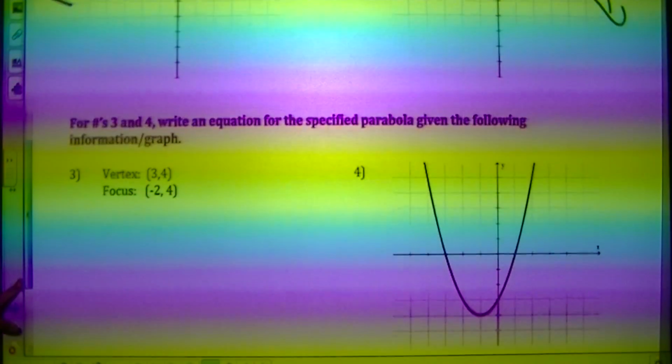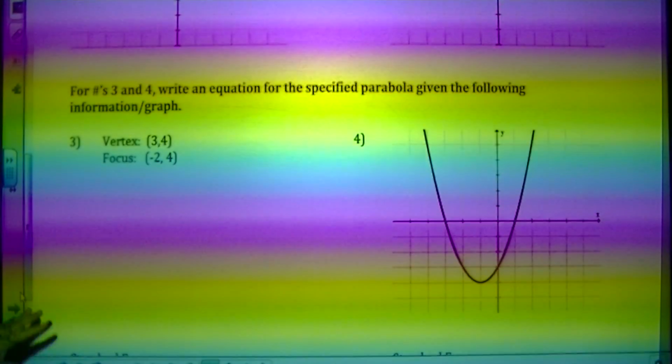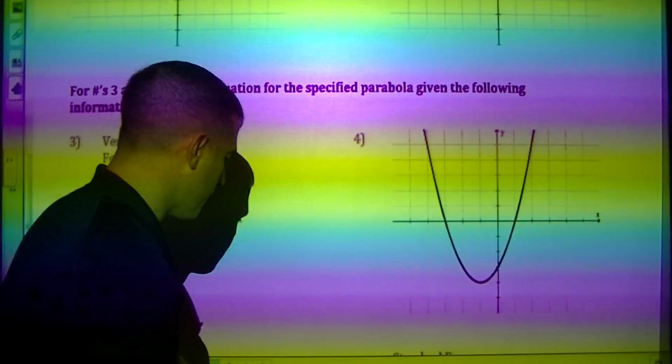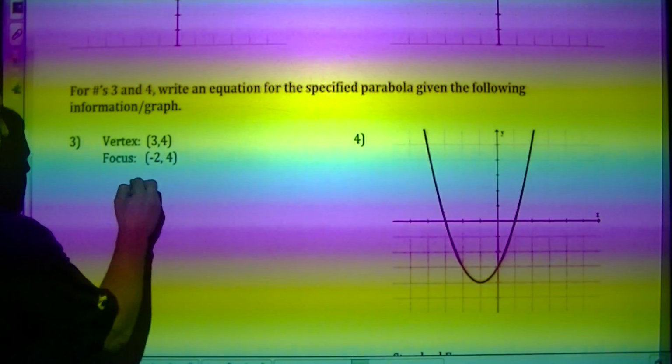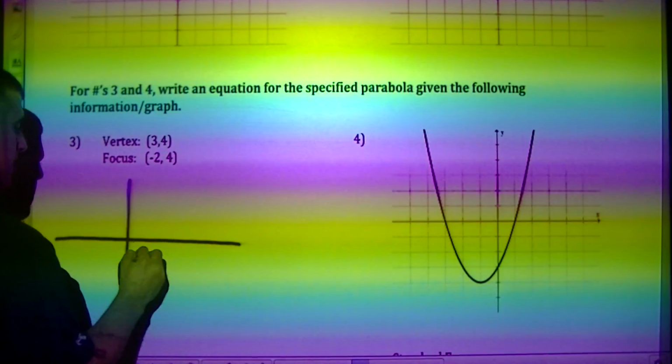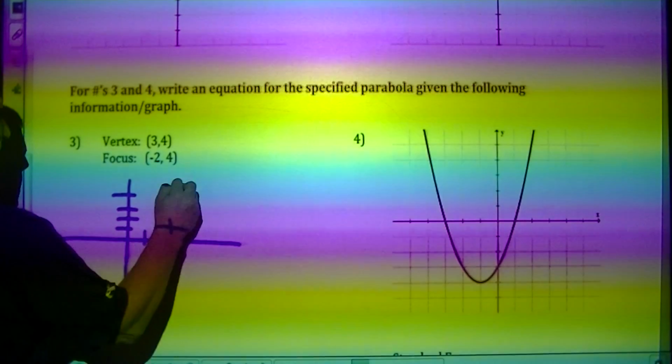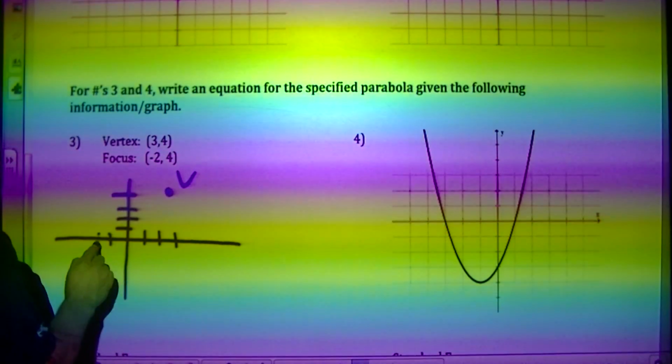All right, let's move on to 3 and 4. For 3 and 4, write the equation. What you have to do on this one is make a little sketch to help me. 1, 2, 3, 1, 2, 3, 4. That's my vertex, negative 2 over, 4 up.